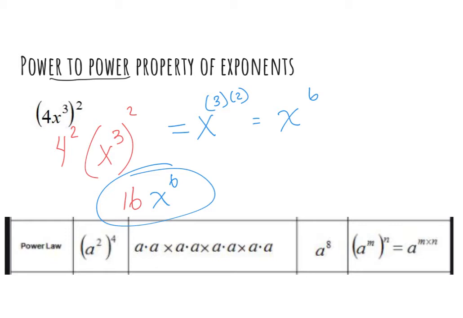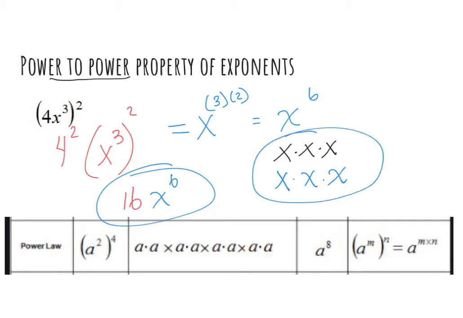Why does this work? Well, what does x to the third power mean? It means to take x times itself 3 times. And then because that is being raised to the second power, meaning the entire quantity, then I'm taking another x to the third power. So how many x's do I end up having? I end up with 6, which is why we take the two exponents and we just multiply them together.